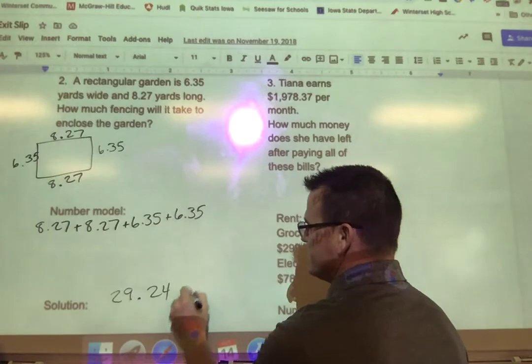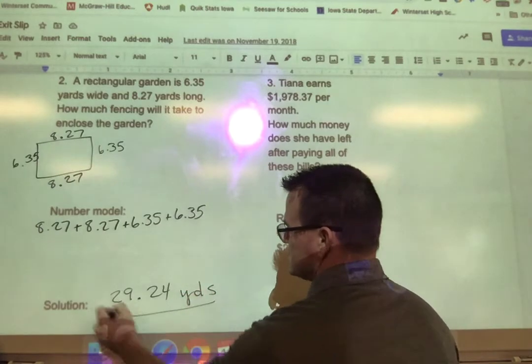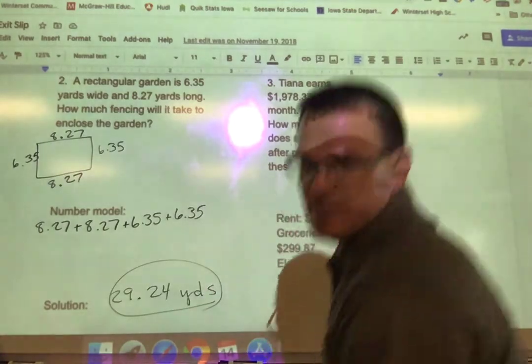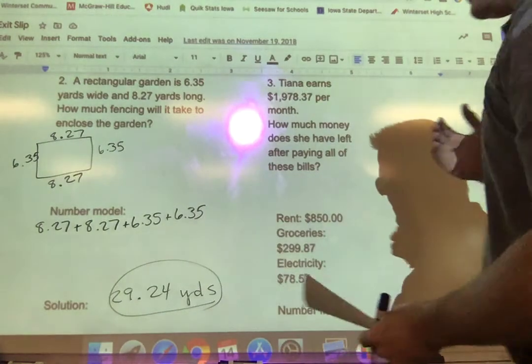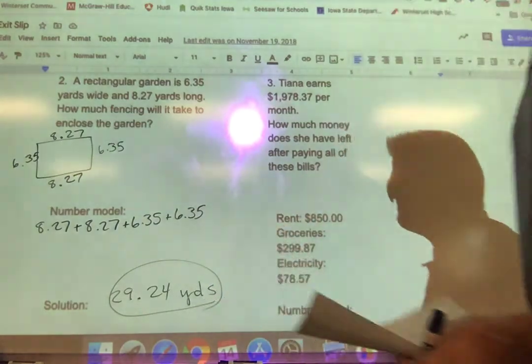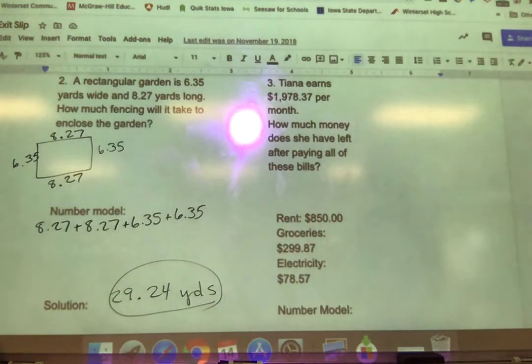We're in yards. You want to remember to get that label in there. So 29.24 yards of fencing. In this case, if you go into the store, you want to make sure you can buy the right amount of fencing. You don't want to have too little and have to go back or buy way too much and spend too much money. So you want to be able to figure out how much fencing you'll need. And that's one example of how you could do that.